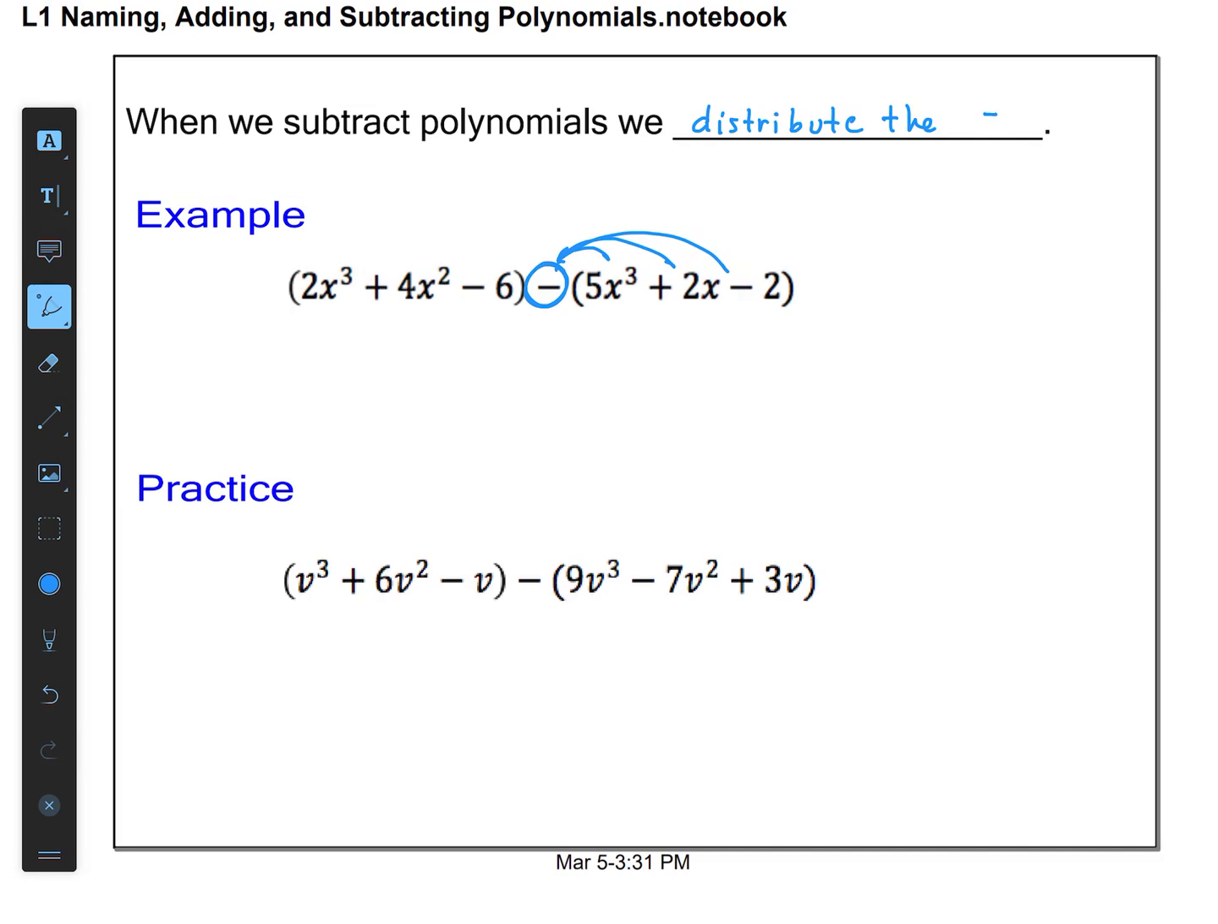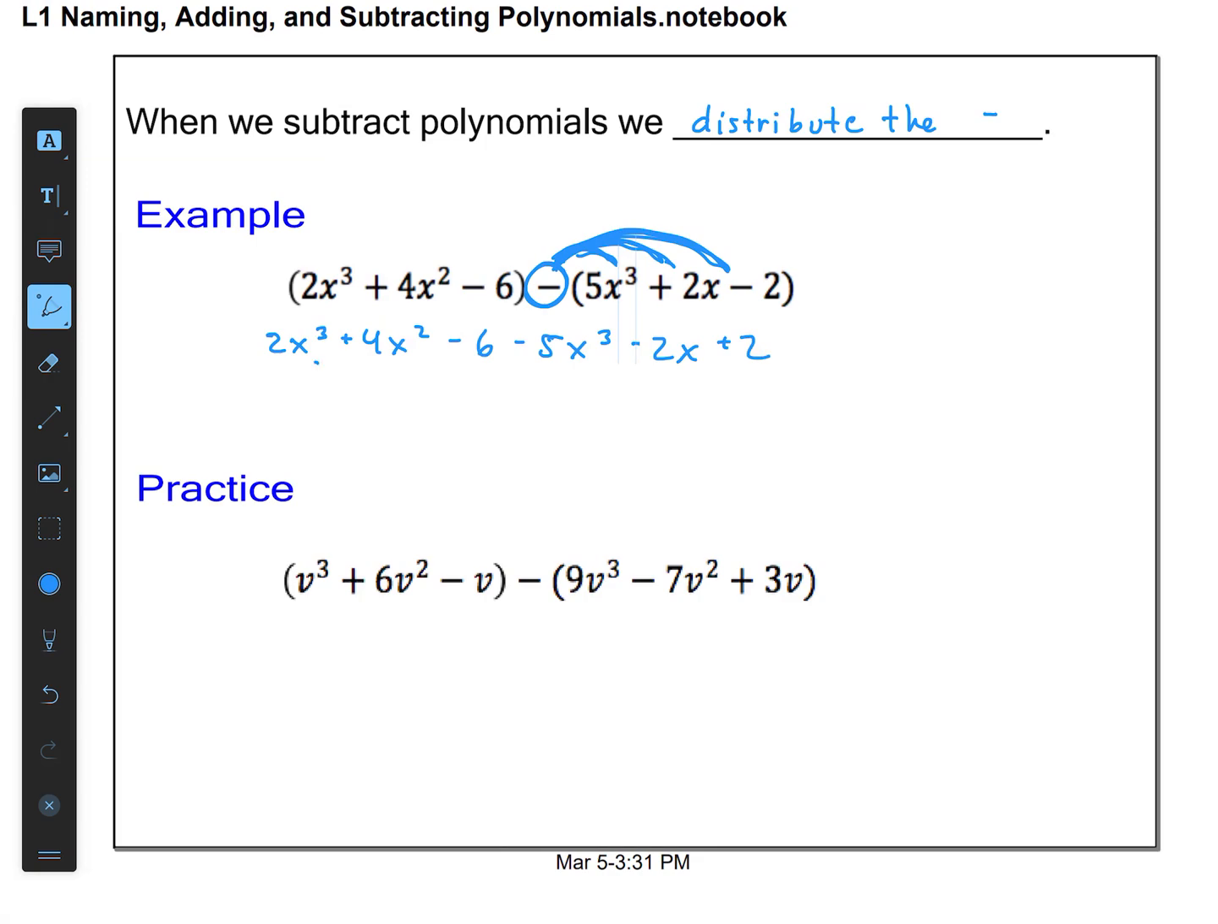So when I write it out, I'm going to get rid of the parentheses. So it's going to stay as 2x to the third plus 4x squared minus 6. But now I'm subtracting, I'm minus 5x to the third. So distribute this negative, it becomes minus 2x. Distribute the negative here. Well, a negative times a negative, you should be thinking is a positive, so it becomes plus 2. And now once we get to this point, we're just going to go back to what we did before and combine like terms.